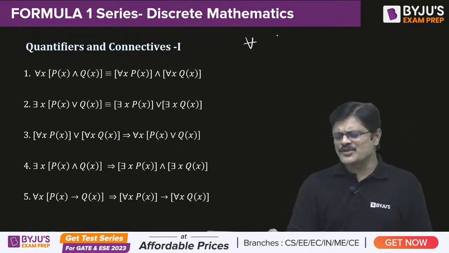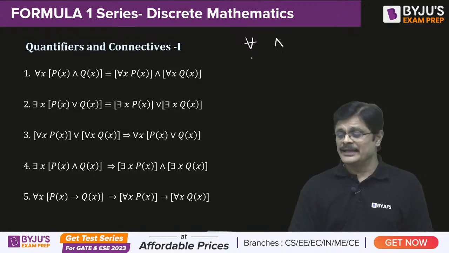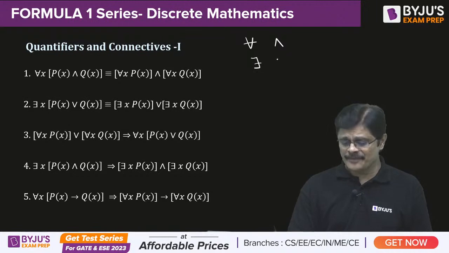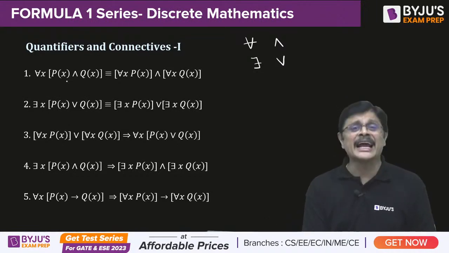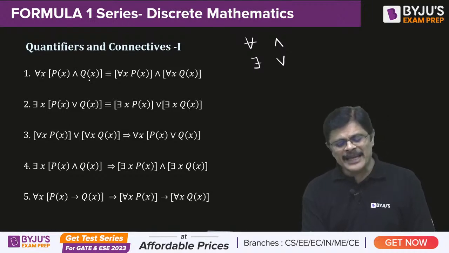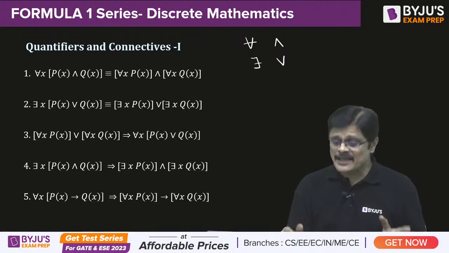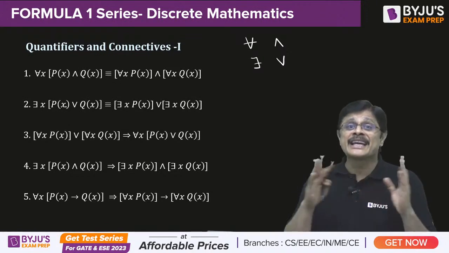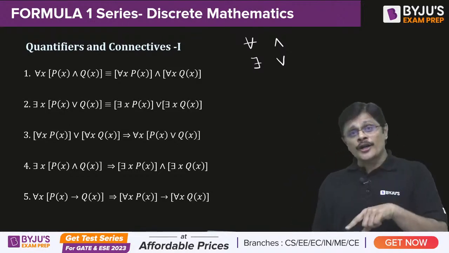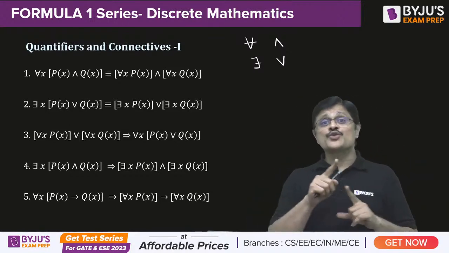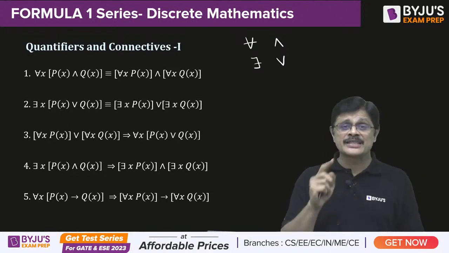For all works fine with the AND connective. There exists works fine with the OR connective. Correct? For all works fine with AND. Therefore, for all x, P(x) and Q(x) is equivalent to for all x P(x) and for all x Q(x). Similarly, there exists with OR is an equivalence. But for all with OR, and there exists with AND, works only in one direction.